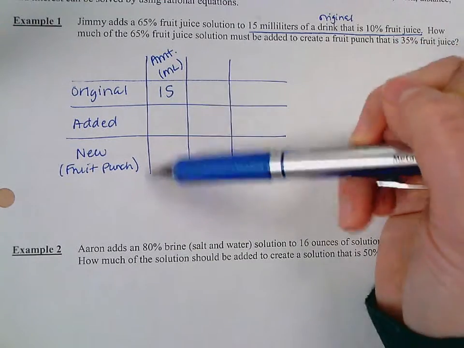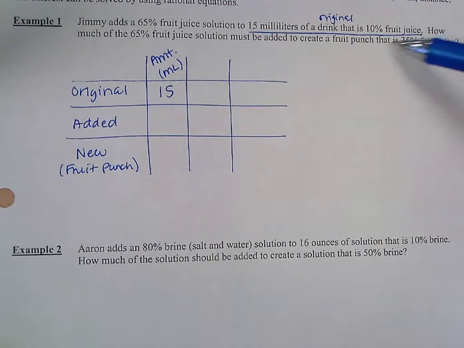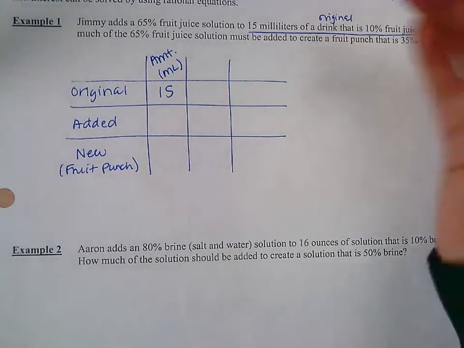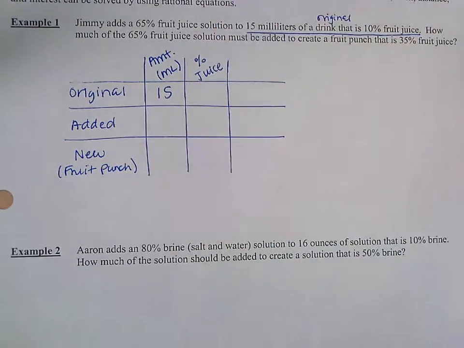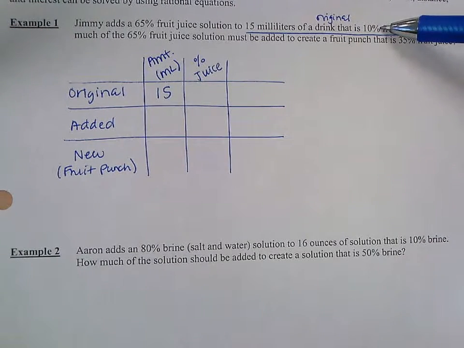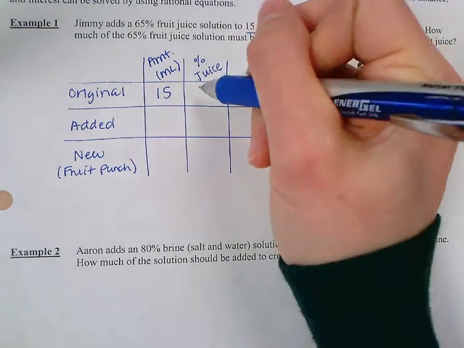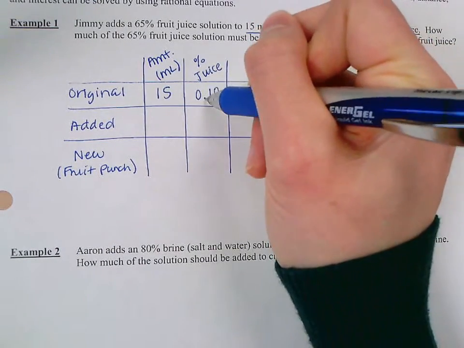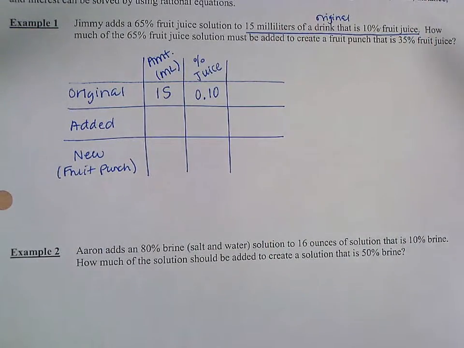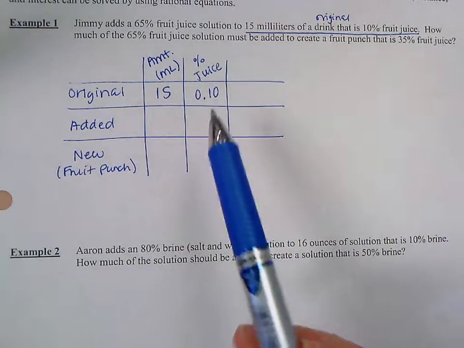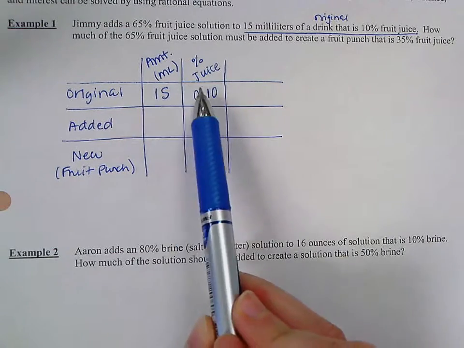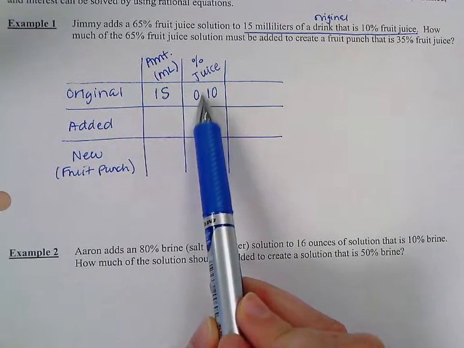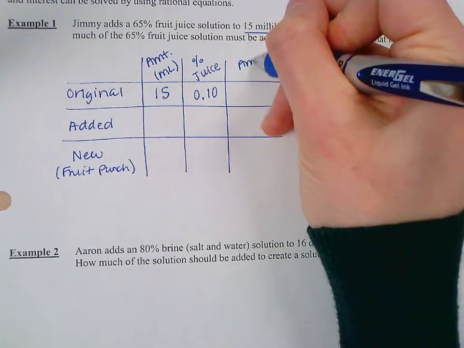Then each of these also has a percentage of juice. That's their weight. So I'm going to put percent juice in this column. And for percents, just make sure that you're writing them as decimals. So the 10% I would write as 0.1, or if you write it as 0.10, that's fine. And then if we multiply the amount of the drink by the percentage of juice, you will come up with the amount of juice.